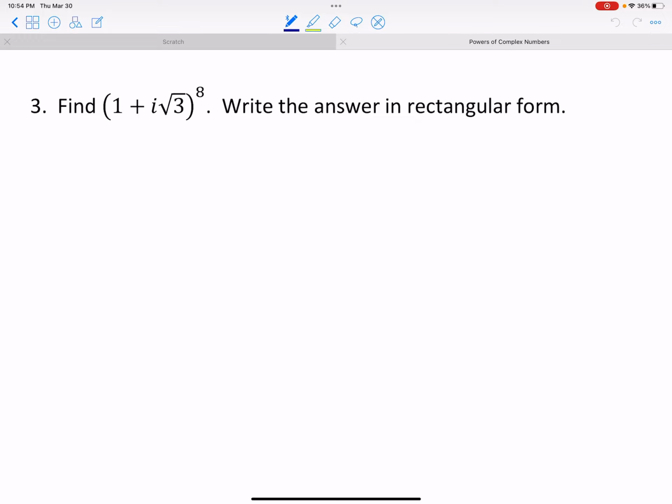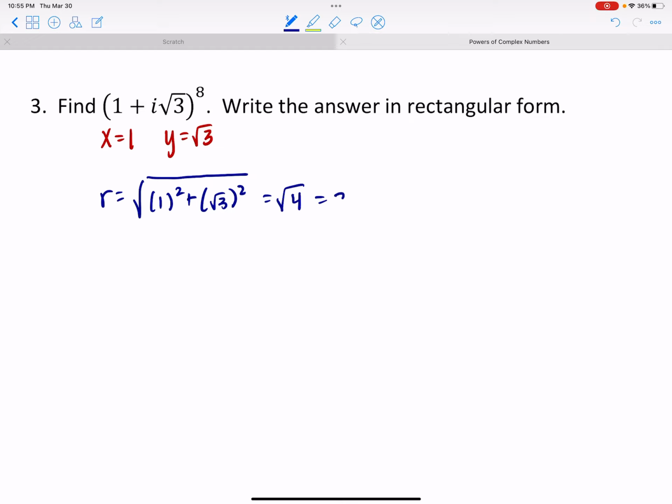So if I wanted to take this complex number, which right now is in terms of x and y, here we can see that x is 1 and that y is radical 3. We know our x and y components. We can use those to find the r and theta to write our polar form. So we know that r is the square root of x squared plus y squared. So 1 squared is 1, radical 3 squared is 3, 1 and 3 makes 4, so we have the square root of 4, which makes our radius 2.